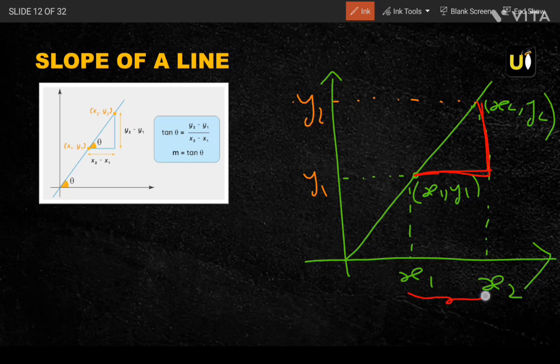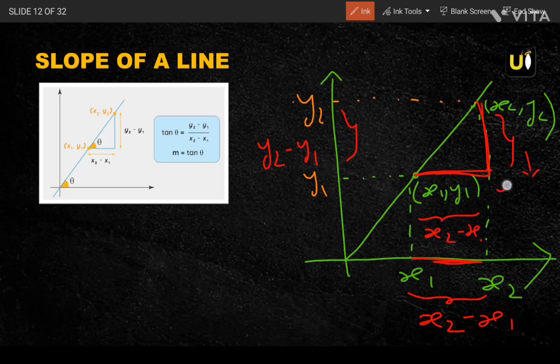Now this distance is x2 minus x1, and this distance is y2 minus y1. So as these two are equal distances, this distance is x2 minus x1. Similarly, this is y2 minus y1. Now this is theta. What is theta? Theta is the angle made by the line with x-axis. So as the x-axis and this horizontal line are parallel, this is also theta.